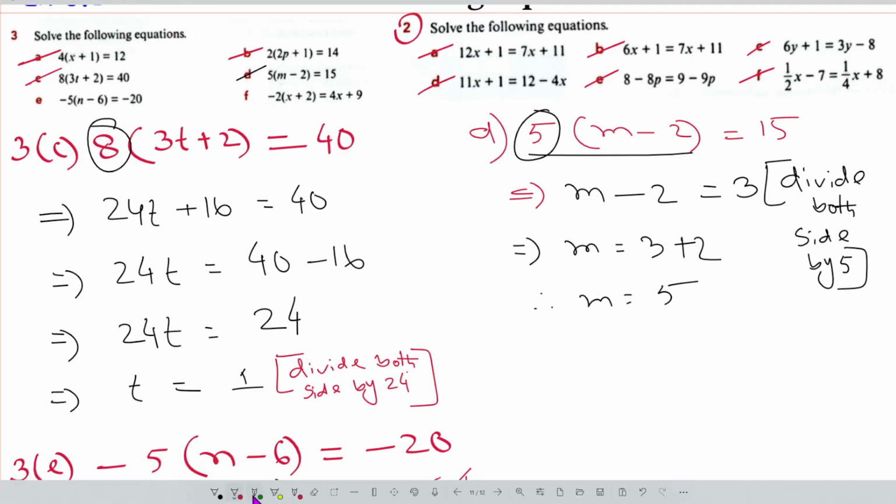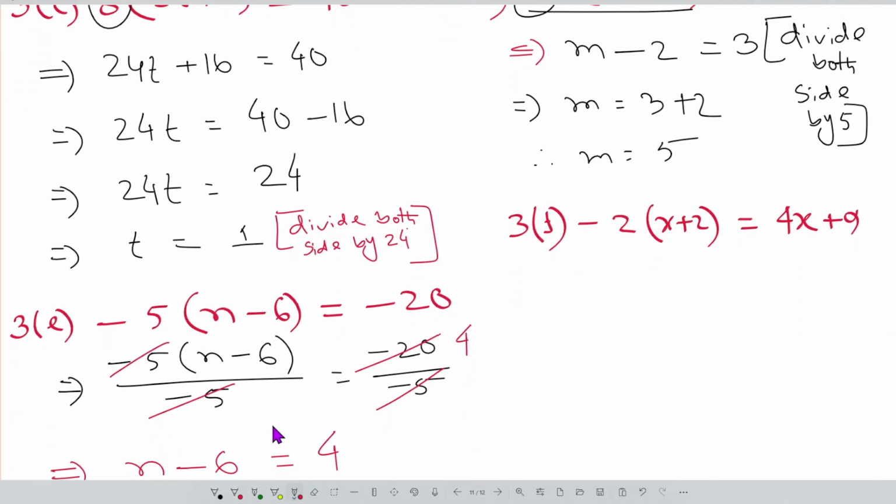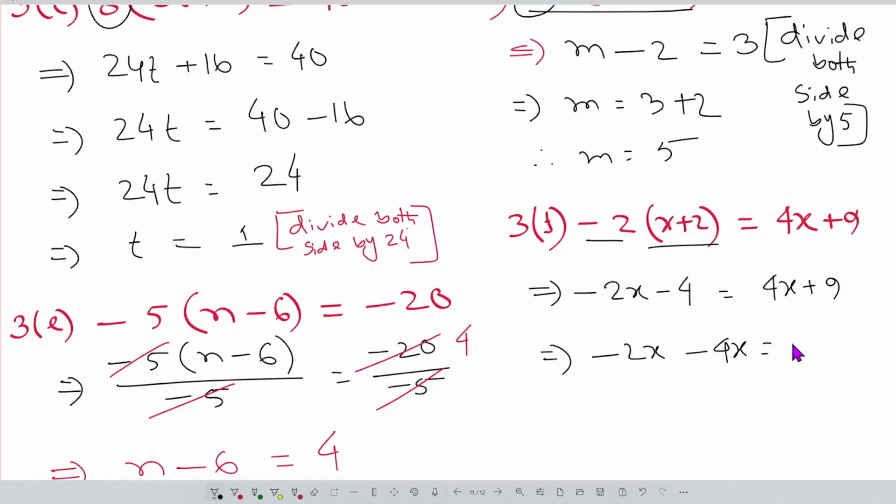And today's last question, which is number F of 3. So minus 2 times (x plus 2) equals 4x plus 9. Now this one we can solve a different way. Look, here is minus 2 and here is times (x plus 2). We can expand this one, so we can write minus 2x, minus times plus becomes minus, so minus 4 equals, here is 4x plus 9, then minus 2x minus 4x equals 9.